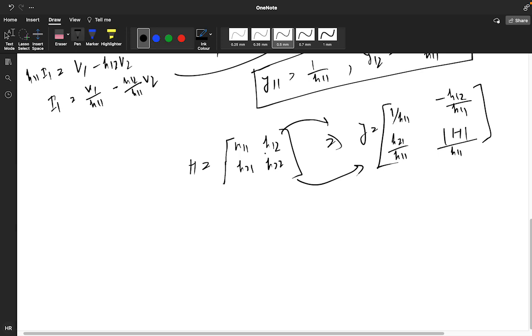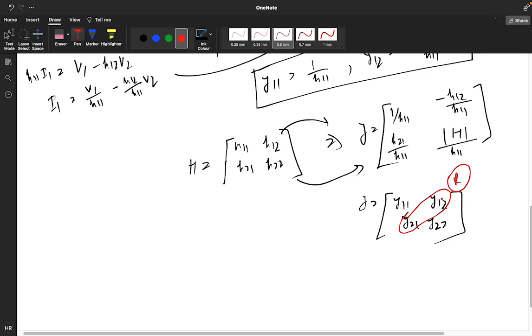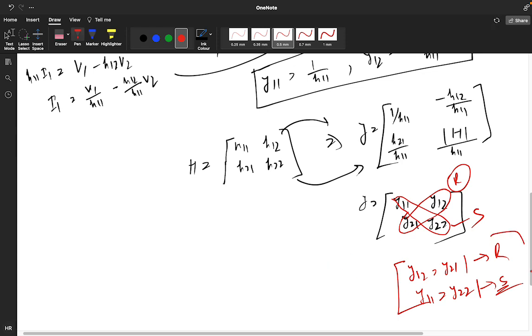Now same thing, if you have a y network, y11, y12, y21, y22. This is the property of reciprocity, and this is for symmetricity: if y12 is equal to y21, then the network is reciprocal, and if y11 is equal to y22, then the network is symmetric.